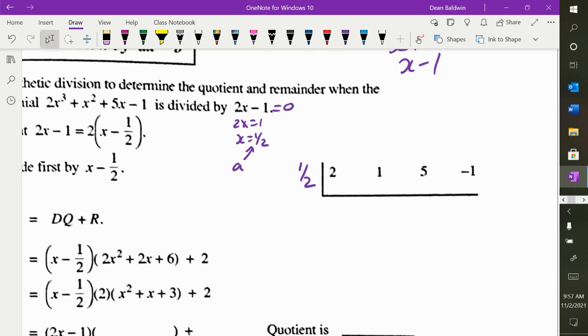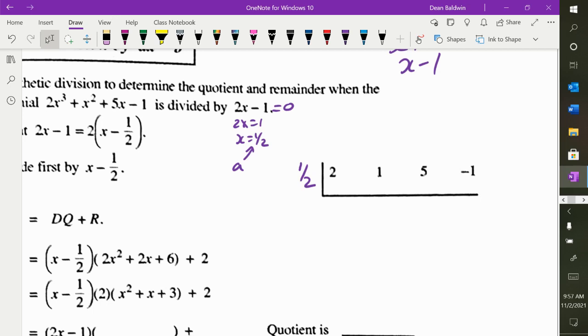All right, we're going to divide this. And I know you're all freaked out of fractions. It's rigged. It's a rigged game in Math 12. It'll always work out nicely. It's rigged for your benefit. Okay, so what do I do here? Oh, and just remember, these are all the coefficients for our polynomial: 2x cubed plus x squared plus 5x minus 1.